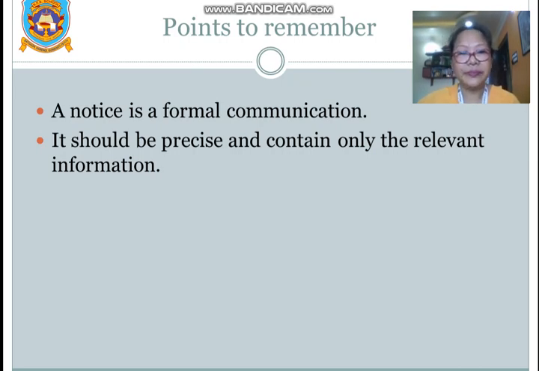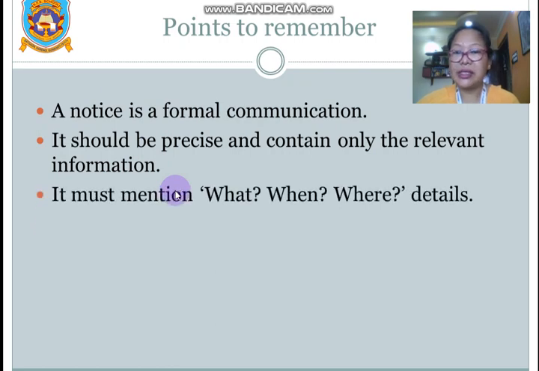Then it must mention what the notice is about. Mostly notices are put up for a future event, for anything which is going to take place in future. So when, you have to mention the date when it is going to take place, and where, you have to mention the venue or the place. Or where you have to submit a form. So these are the very important details which a notice must have.